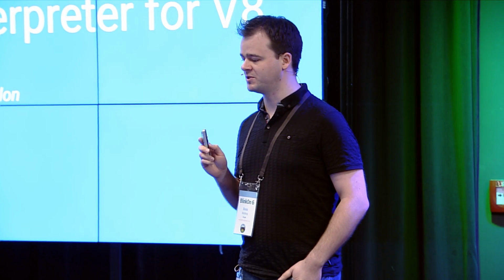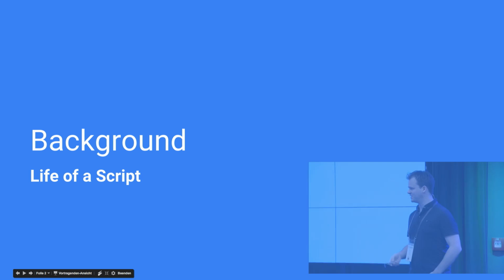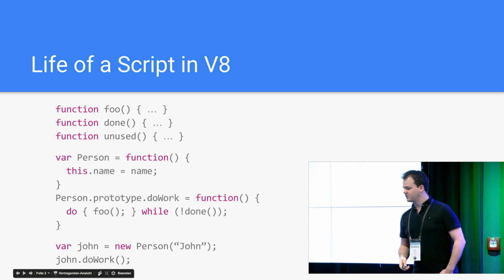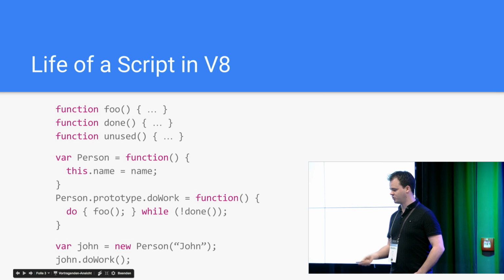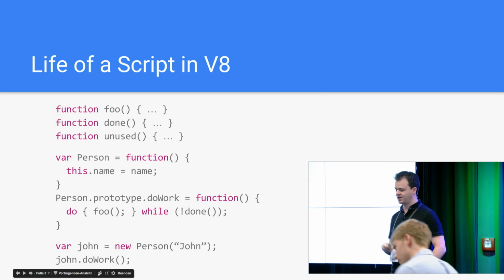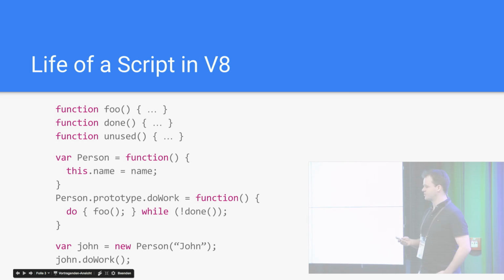So first off, I just wanted to give a bit of background of the life of a JavaScript script in V8 as it is now, and what some of the problems might be that we want to address with Ignition. So say you have this script. You load it into your web page, and Chrome decides to parse and compile the script. And the first thing that it needs to do is run the top-level code of the script.